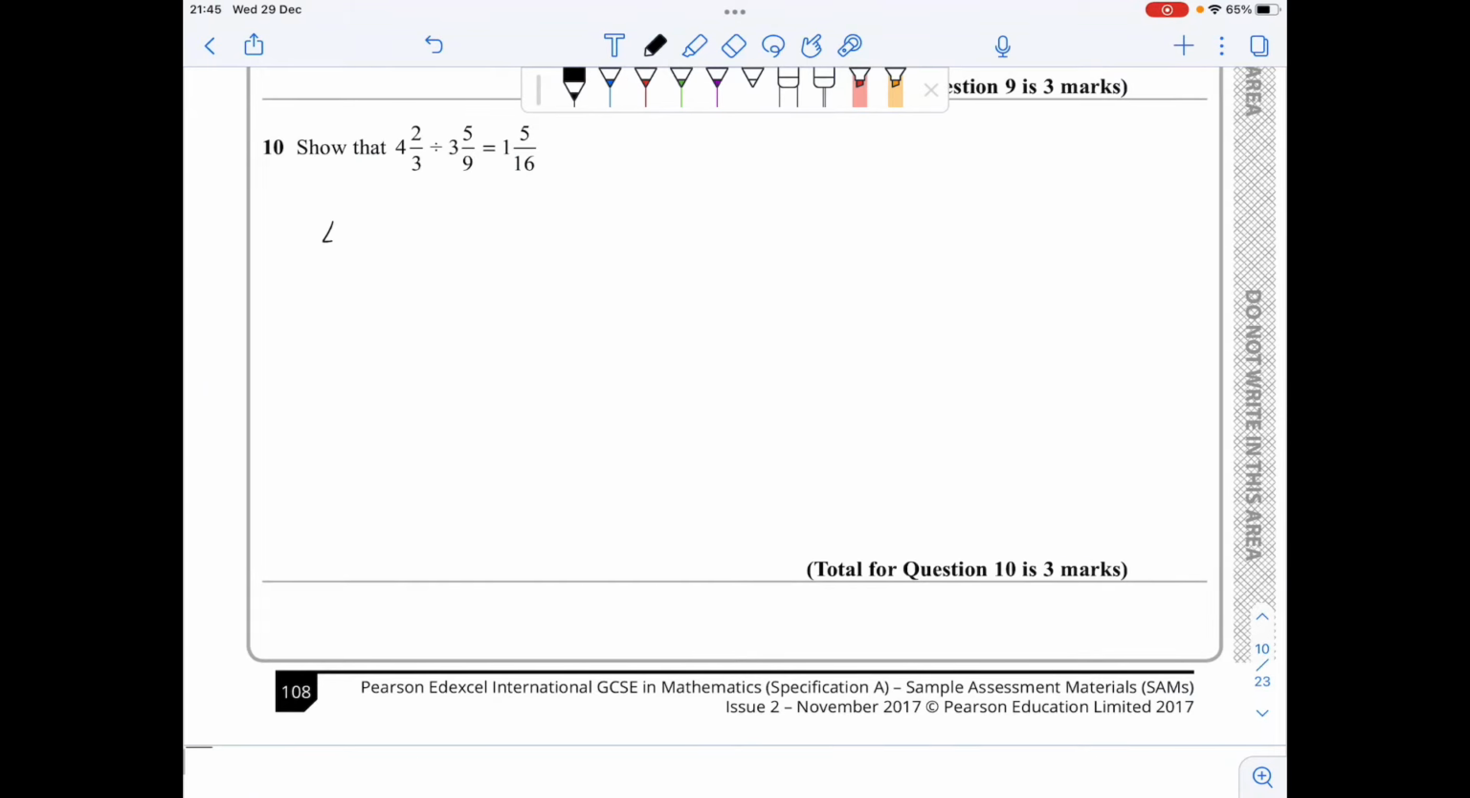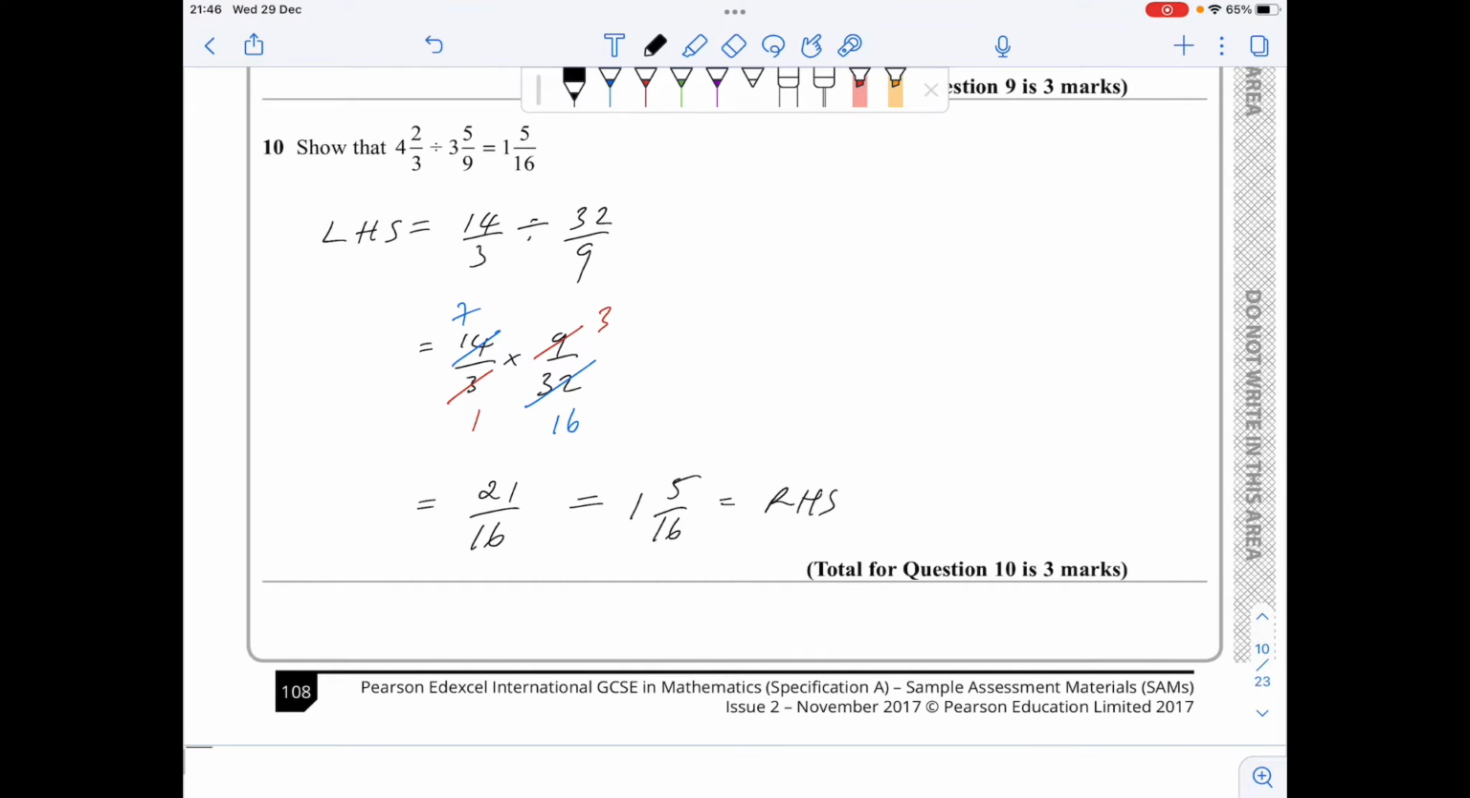In question 10, I'll start from the left-hand side, convert both fractions to improper ones. Then I will flip the second fraction. Now I can cancel out the 3 with the 9, and I can also cancel out the 32 with the 14. This will leave me 7 and 16, and when I multiply out, I will get 21 over 16, which I can convert into a mixed fraction again, which is equal to the right hand side.